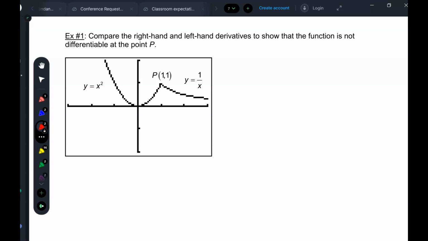All right, example 1. Compare the right-hand and left-hand derivatives to show that the function is not differentiable. I'm already telling you it's not differentiable at point P. Here's point P. The first thing I would check is to make sure it's continuous at x equals 1. If I plug in 1, I get 1. If I plug in 1 here, okay, so we're good. I gave you the instructions to check left and right hand, but I still encourage you to make sure it's continuous at that point. Good? Okay. Left and right-hand derivatives.